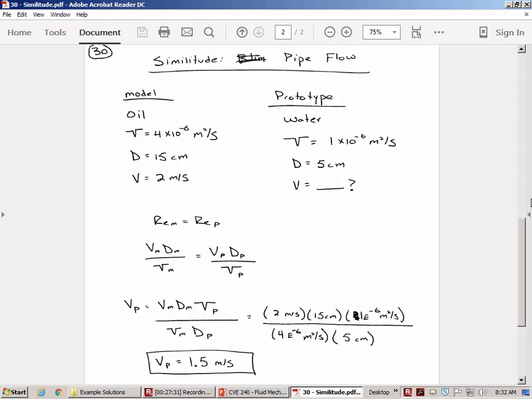So what this correspondence is going to do is say if you have oil flowing through a big pipe and you want to simulate what the forces are going to be like for water flowing through a small pipe, and you know the velocity of the oil is going to be 2 meters per second, then if you want to have the same scaling of forces, you should have the water flowing at 1.5 meters per second. And so that's the main idea behind dynamic similitude.